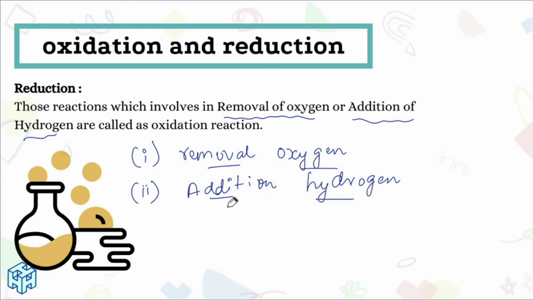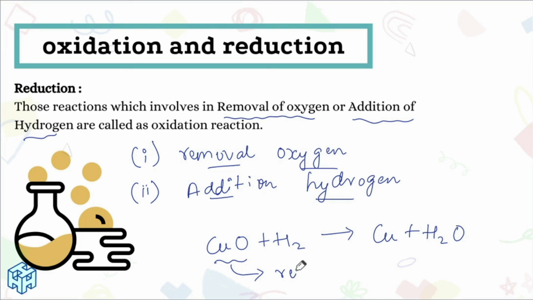Let me give you an example. CuO plus H2, if we heat it, we get copper plus H2O. What's happening? We are removing oxygen. Removal of oxygen is called reduction.